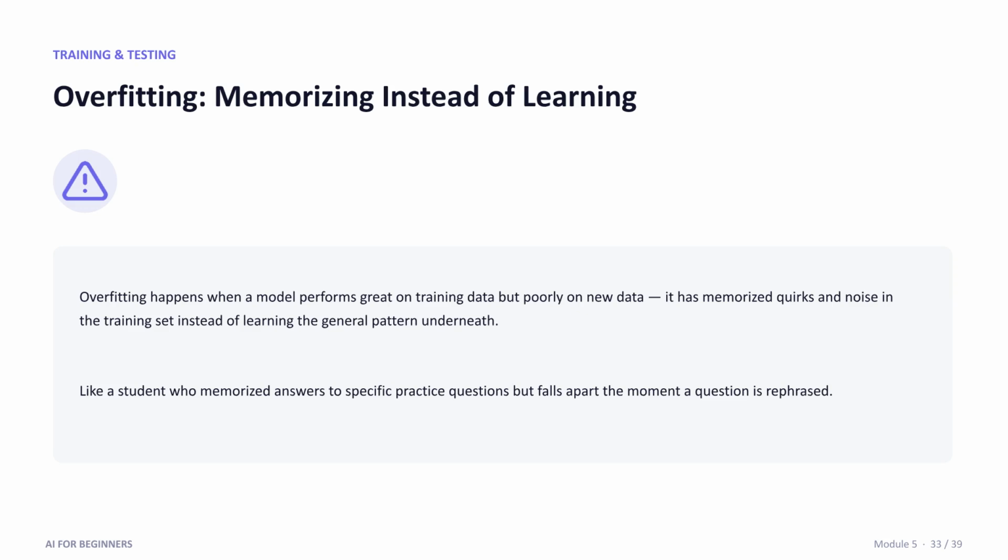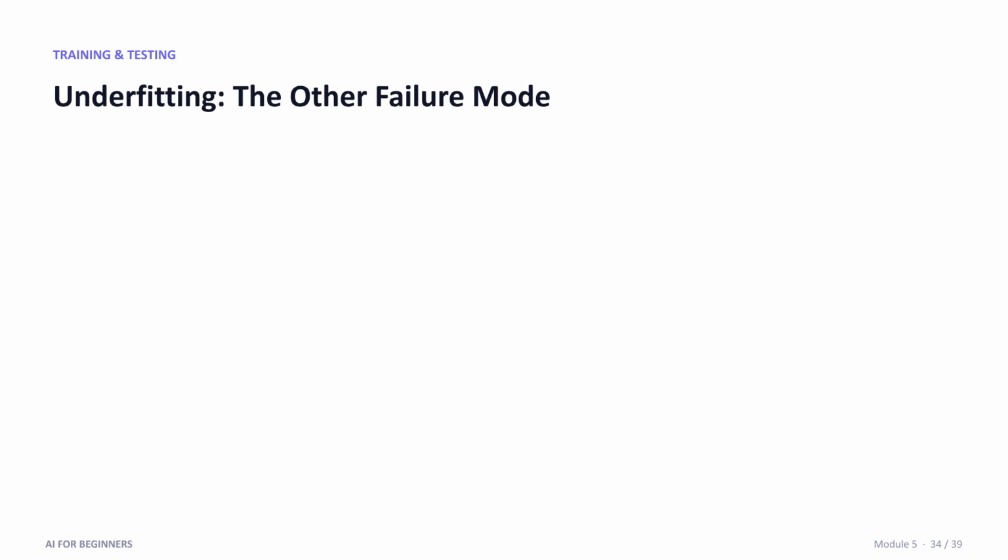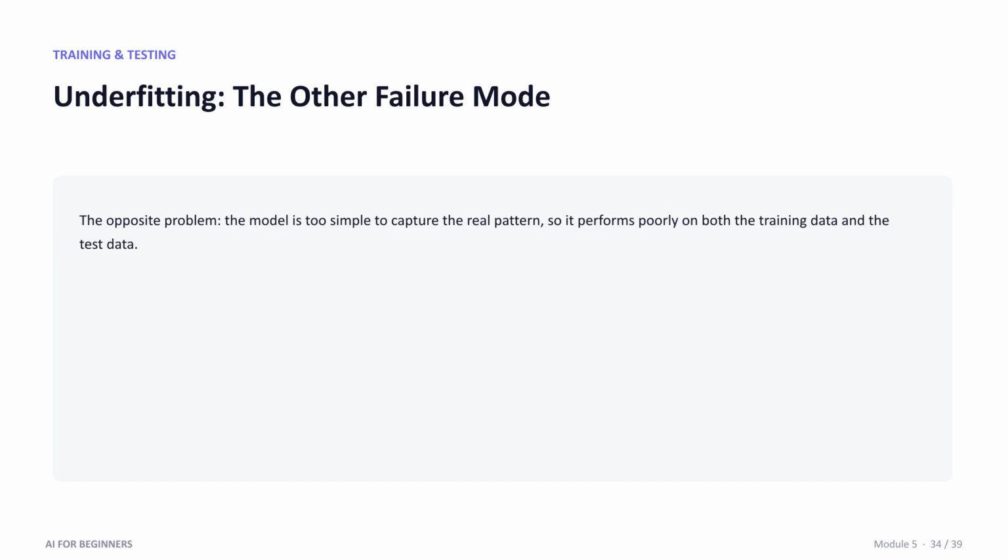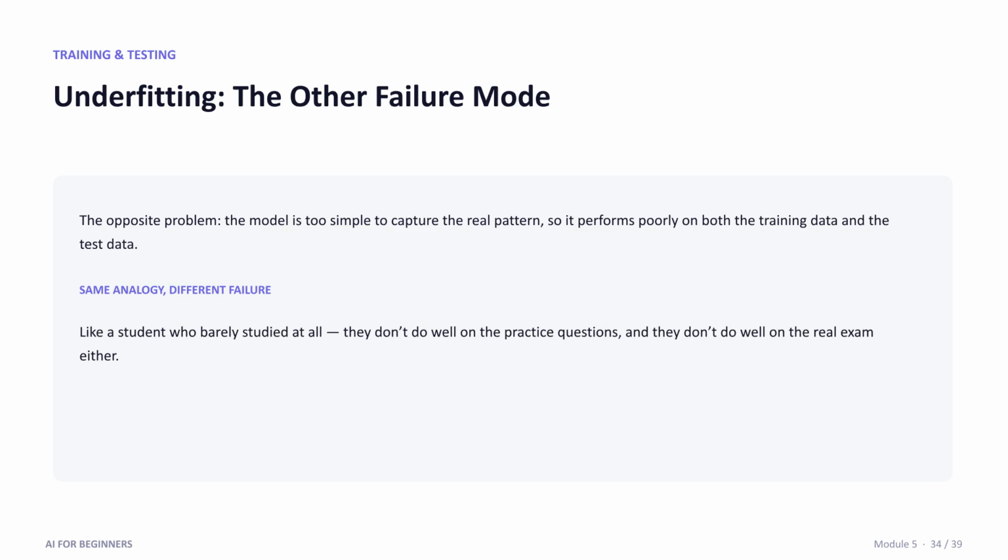This happens when a model memorizes the specific quirks and noise of its training set, rather than the underlying pattern. Like a student who memorizes practice answers but fails the moment a question is rephrased, an overfitted model performs poorly on new, unseen data. There is also the opposite failure mode: underfitting. This occurs when a model is simply too basic to capture the real patterns in the data. Just like a student who didn't study at all, an underfitted model fails on both the training data and the test data. Our goal is always to find the middle ground.